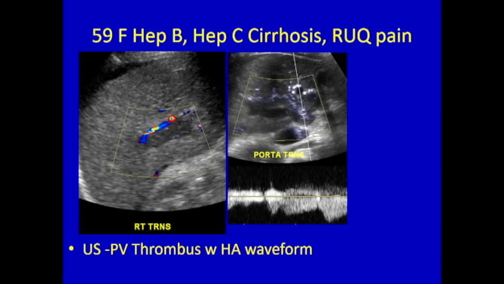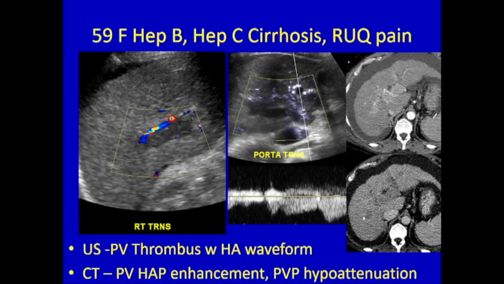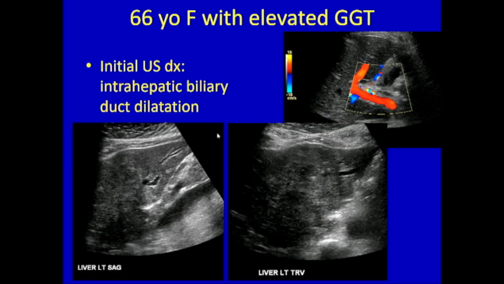Here's another patient, a hep C cirrhosis, right upper quadrant pain. There's obviously a portal vein thrombosis that has a hepatic artery waveform in it. This is tumor. Where's the primary? Sometimes this is all you see. So here it is on CT. There's certainly an area here. I don't see the tumor here, but I do see it in the portal vein.